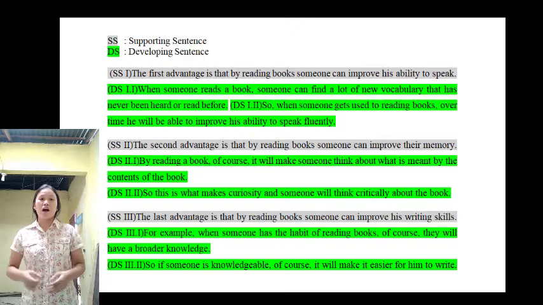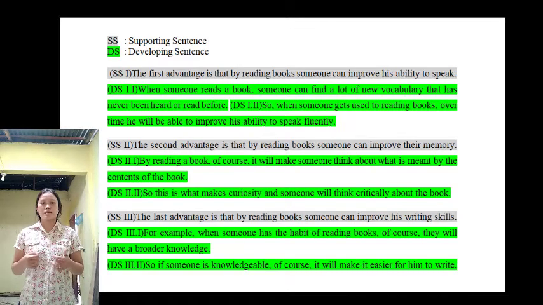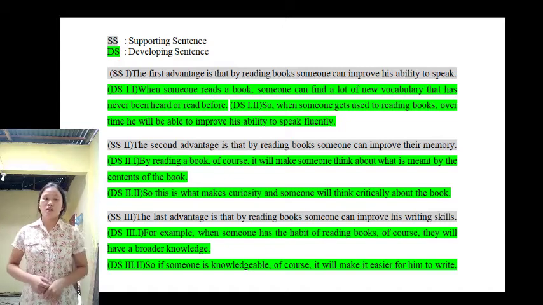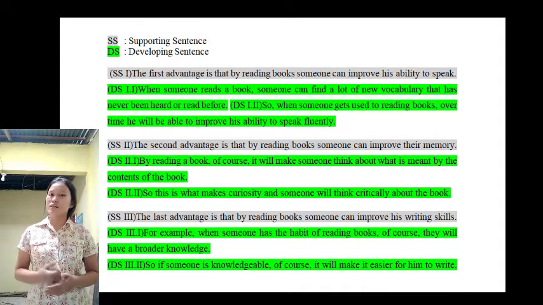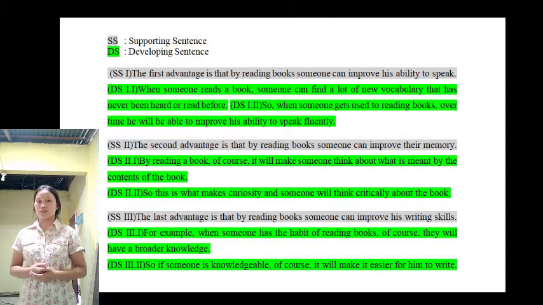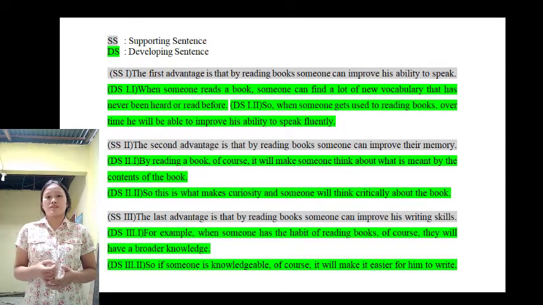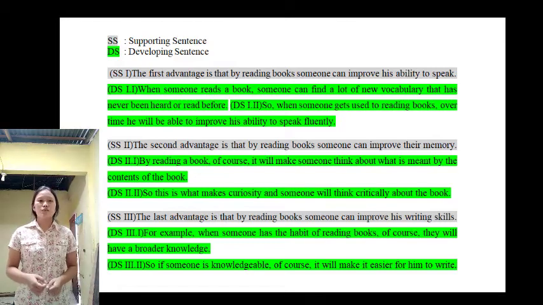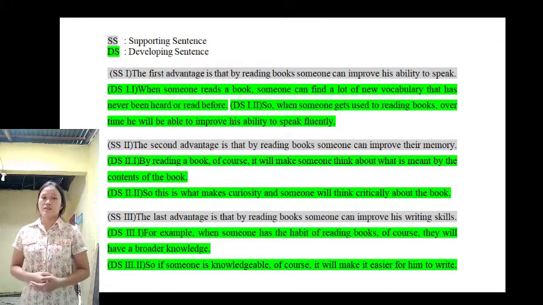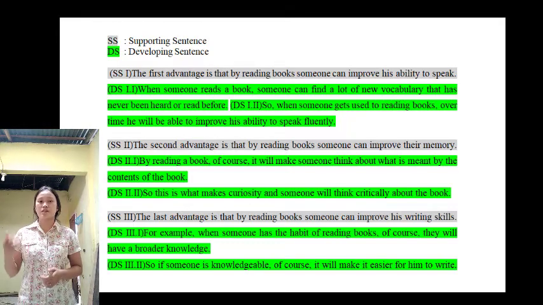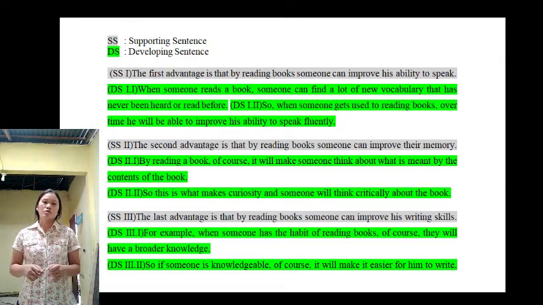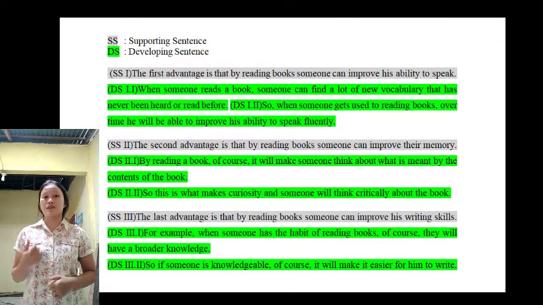And in this paragraph, I write some supporting sentences which support the controlling idea in the topic sentence. So the first supporting sentence in this paragraph is, "The first advantage is that by reading books, someone can improve his ability to speak." What will develop this supporting sentence is the developing sentence. We can see that there are two developing sentences in the first supporting sentence. The first is, "When someone reads a book, someone can find a lot of new vocabulary that has never been heard or read before." And the second is, "So when someone gets used to reading books, over time, he will be able to improve his ability to speak fluently."